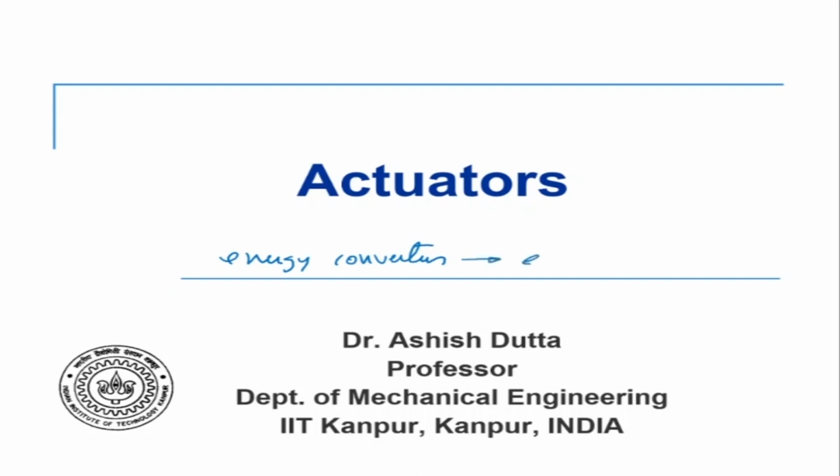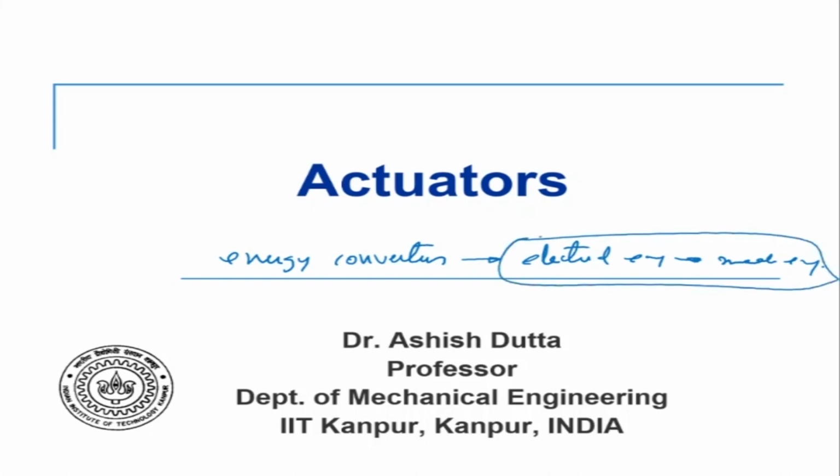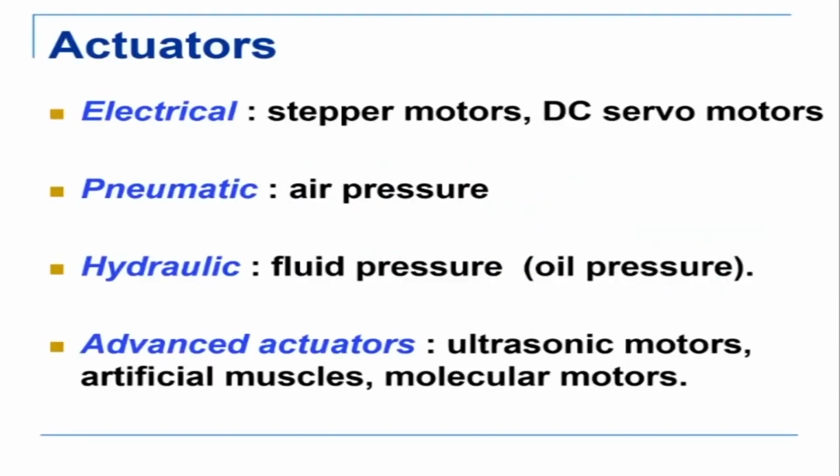They normally convert electrical energy to mechanical energy. Let's look at this and then come back again. Here it basically says that actuators can be of different types. You can have electrical actuators, which convert electrical to mechanical. You can have pneumatic actuators, which convert pneumatic energy, that means air pressure, to mechanical motion.